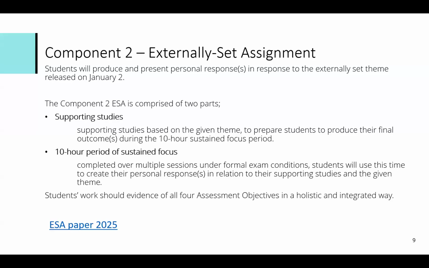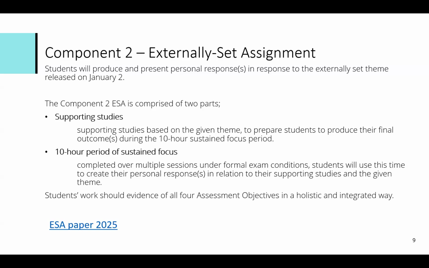Component 2, Externally Set Assignment, also referred to as the ESA. Students will produce and present a personal response or responses for the externally set theme. And the Component 2 ESA is comprised of 2 parts. Supporting studies based on the given theme prepare students to produce their final outcome or outcomes during the 10-hour sustained focus period. The 10-hour period of sustained focus can be completed over multiple sessions under formal exam conditions, and students will use this time to create their personal response or responses in relation to their supporting studies and the given theme.